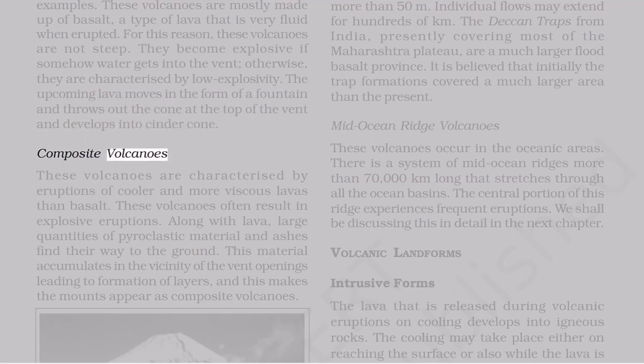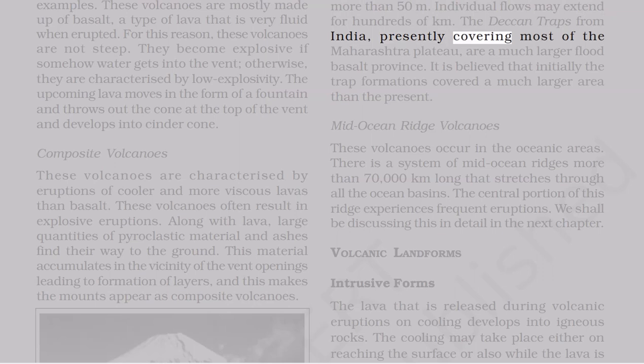Composite volcanoes. These volcanoes are characterized by eruptions of cooler and more viscous lavas than basalt. These volcanoes often result in explosive eruptions. Along with lava, large quantities of pyroclastic material and ashes find their way to the ground. This material accumulates in the vicinity of the vent openings leading to formation of layers, and this makes the mounts appear as composite volcanoes.